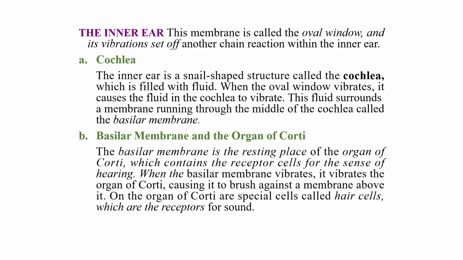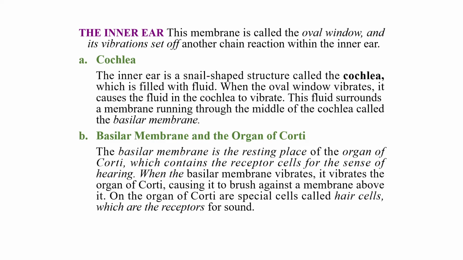The third part is the inner ear. This membrane is called the oval window, and its vibrations set off another chain reaction within the inner ear. The inner ear is composed of the cochlea, basilar membrane, and the organ of Corti. First we will see about the cochlea.